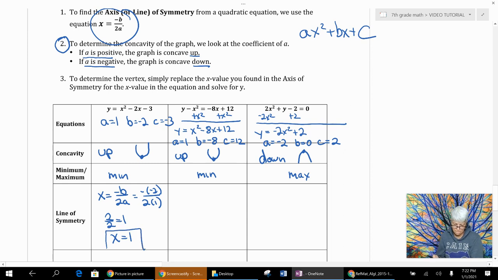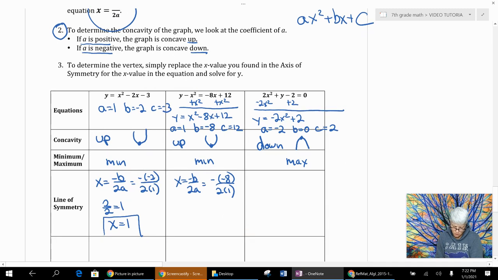Let's do the next one. X equals -b over 2a. -b is a -8. So I have a -8 over 2 times 1, because a is 1 again. A isn't always 1, but it is on these two. So now I have 8 over 2, which is 4. So our line of symmetry is x equals 4, which again, remember, the line of symmetry is this vertical line that cuts the parabola in half.